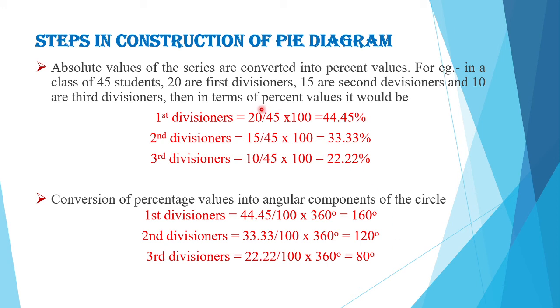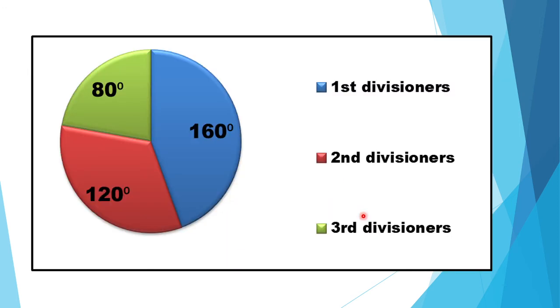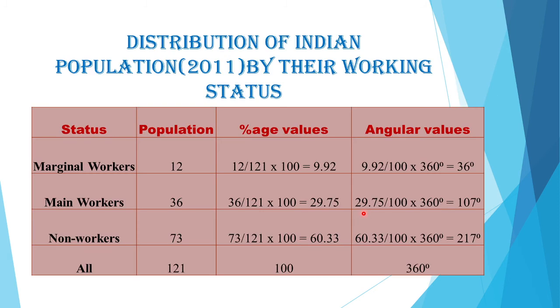The first step, I am repeating, is to convert them into percentage value, then into angular value, and finally we have to draw the pie chart, which represents that 160 degrees as first divisioners, 120 degrees as second divisioners, and 80 degrees as third divisioners. So let us take another numerical example, right?